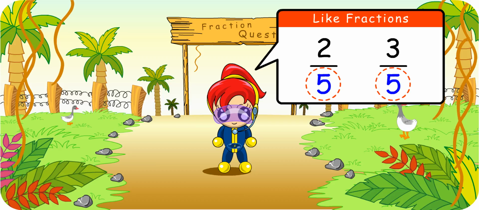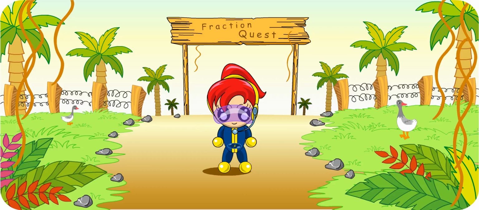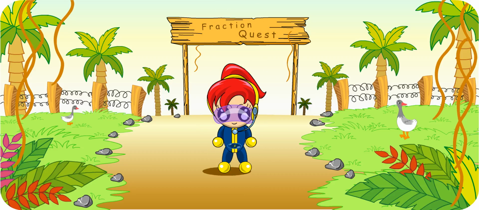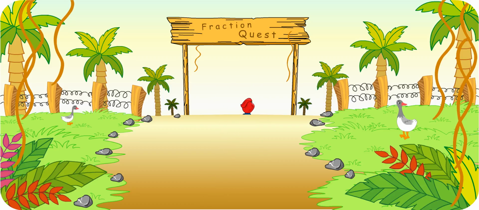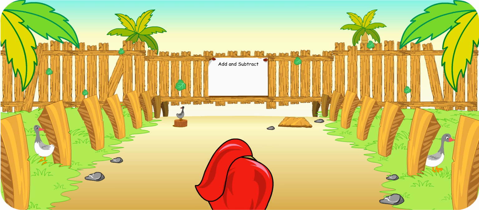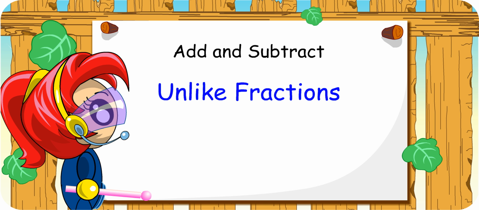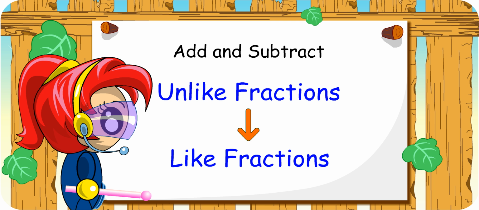That's correct, Turbo Girl. Okay, now you are ready to learn how to add and subtract unlike fractions and mixed numbers. Firstly, we will learn how to add and subtract unlike fractions. In order for us to add or subtract unlike fractions, we have to change them to like fractions.